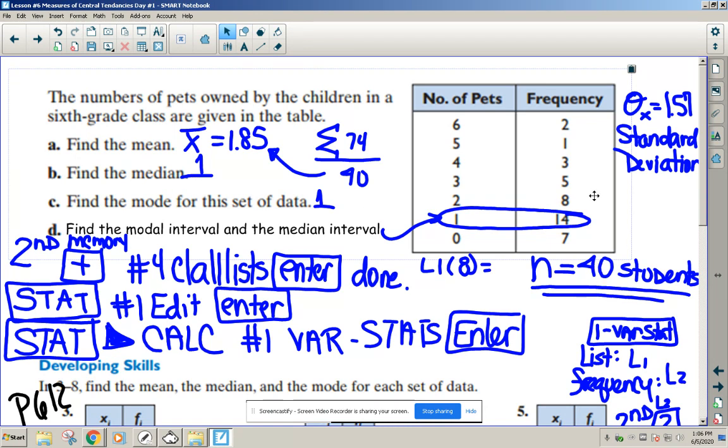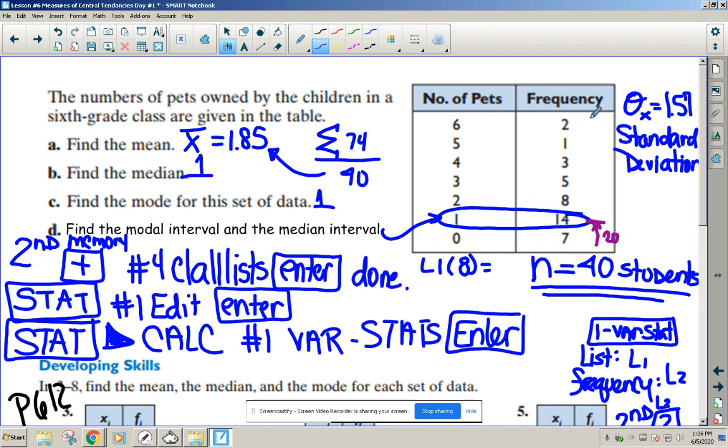There were 40 kids. I could literally write 0, 0, 0, 0, 0, 0, 0. I could put 7 zeros. Then I would write the number 1 14 times. The number 8 2 times. That is crazy. If I want to get to the middle of my frequency, I would take half of 40, which is 20. And then what I would do is I would count to 20. 7 and 13 land me at 20. So I would have hit 20 in this interval right here. So that would be a count of 20.